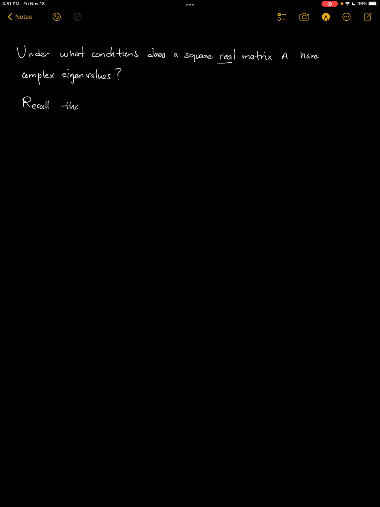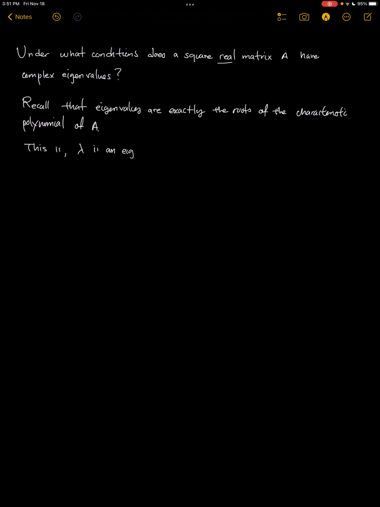Recall that eigenvalues are exactly the roots of the characteristic polynomial of A. To put it in other words, lambda is an eigenvalue of A if and only if, when you evaluate the polynomial at lambda, that results in 0, where P of t is nothing else but the characteristic polynomial of A. So A minus tI, right, for some symbol t.